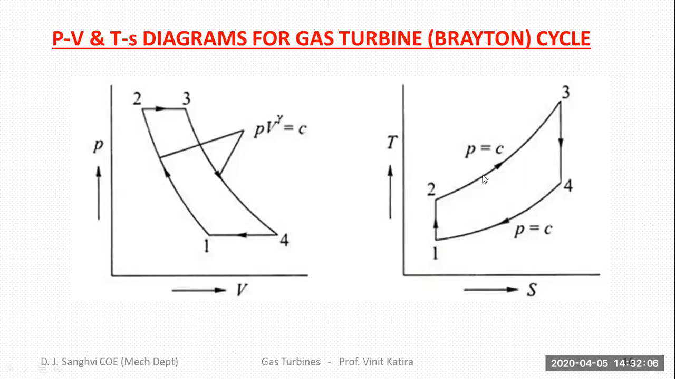2 to 3 is constant pressure heat addition process. Constant pressure heat addition. This is what takes place in the combustion chamber. 3 to 4 is isentropic expansion. This happens in the turbine. Isentropic expansion. This happens in the turbine. And 4 to 1, depending on the type of gas turbine power plant, this can be your constant pressure heat rejection.